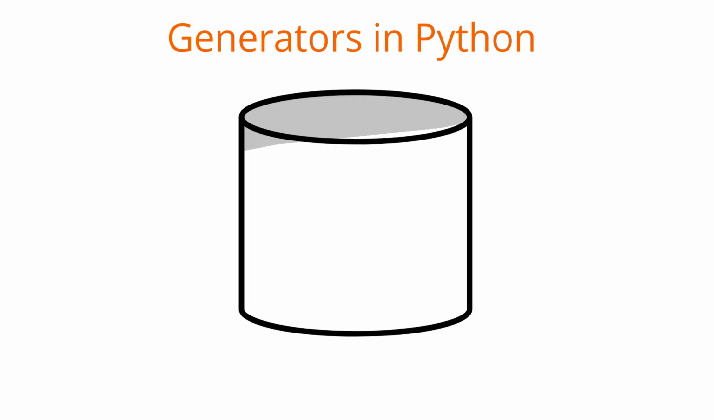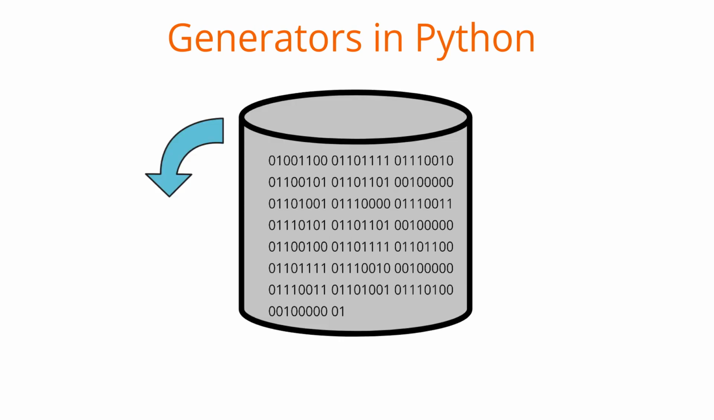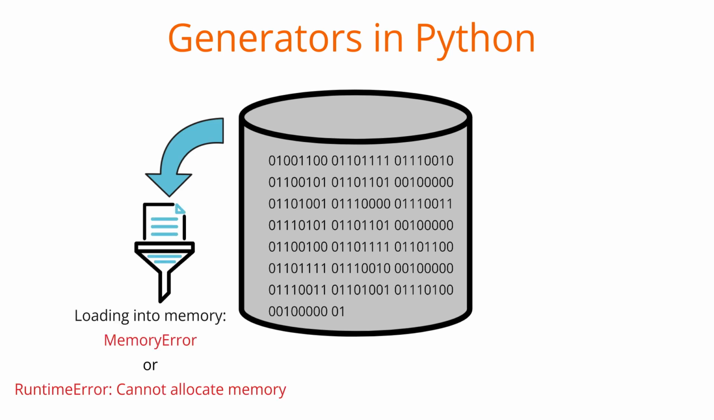Picture this. You need to process a massive dataset containing 10 million lines. Loading everything into a list could eat up gigabytes of RAM. Your program might even crash before it starts. But never fear, using a generator will chew through this task with ease.